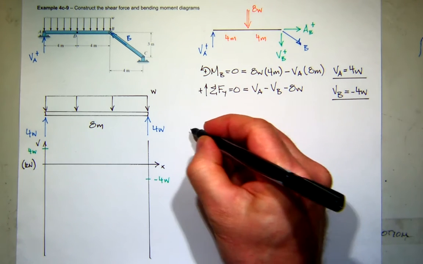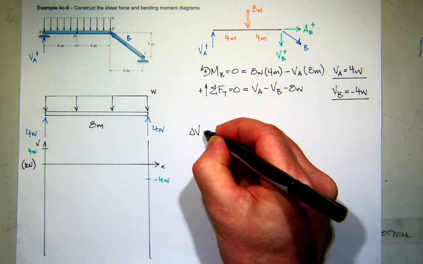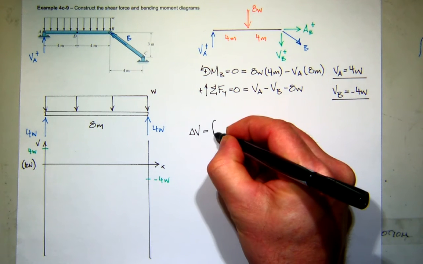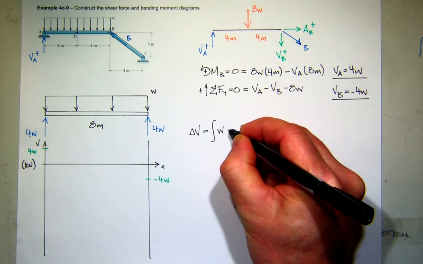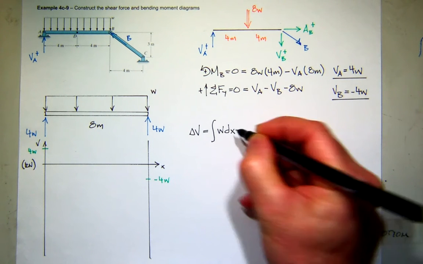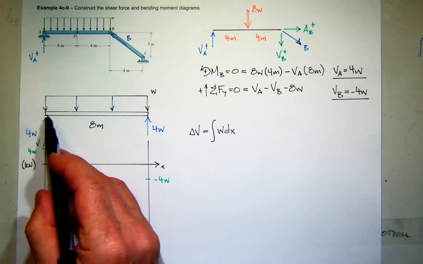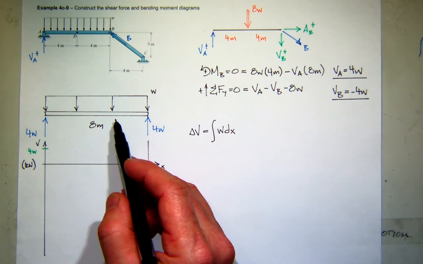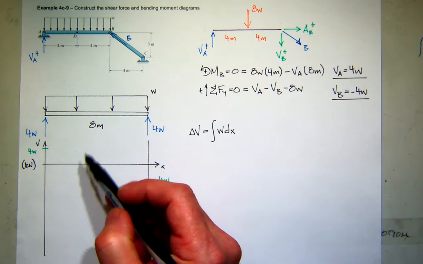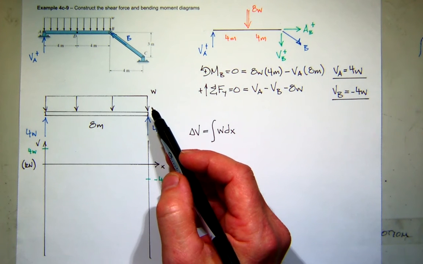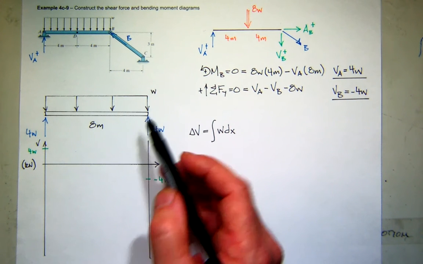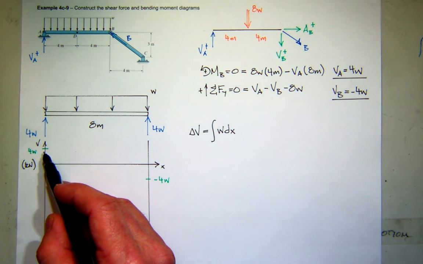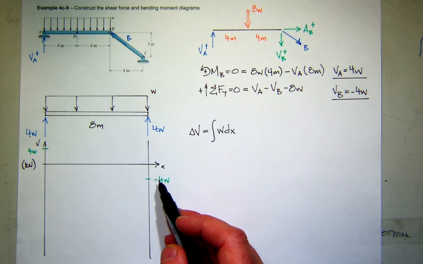And we know from our previous work that the change in shear between any two points is just the area under the load diagram. So what is the area under the load diagram from 0 to 8? It's a rectangle, base times height, 8W. And it's positive or negative? Negative. So if you start at 4W and you subtract 8W, you get negative 4W. So that looks good.